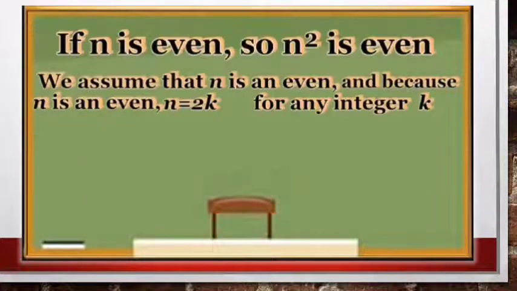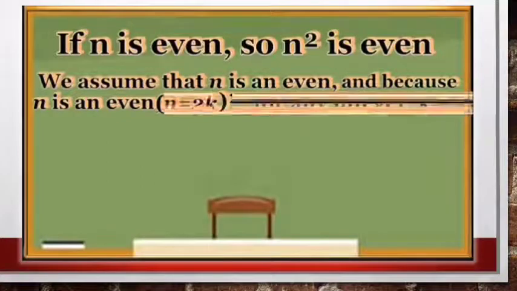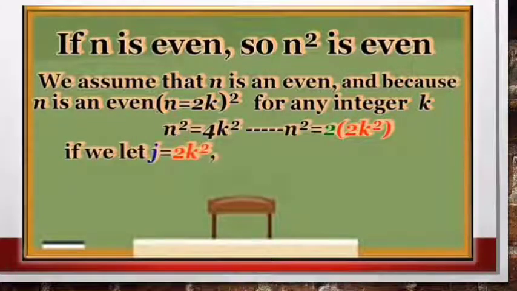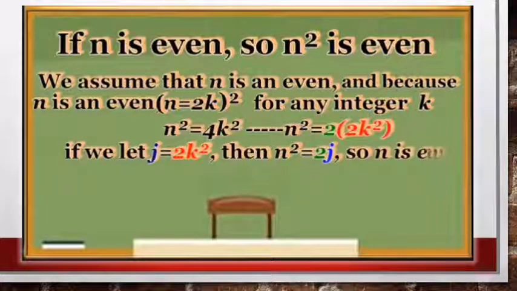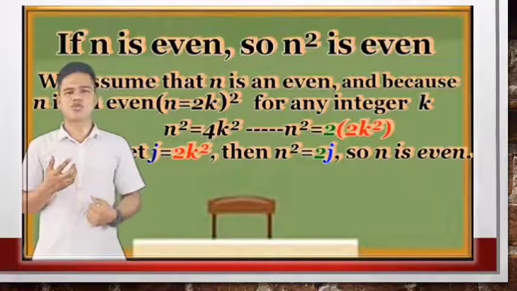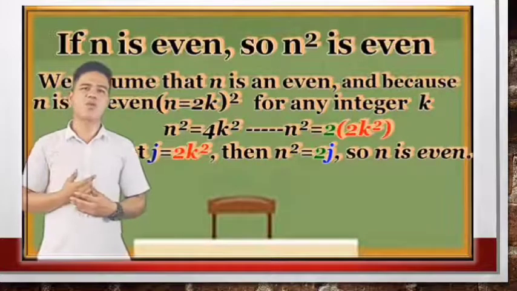So now, if we're going to square this, then this becomes n squared equals 2 times 2p squared. And if we let j equals 2p squared, then n squared equals 2j. So n squared is even. It's because any integer that will substitute for j, the result is always even.